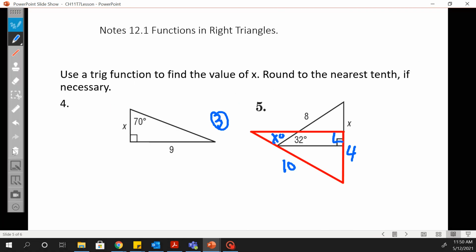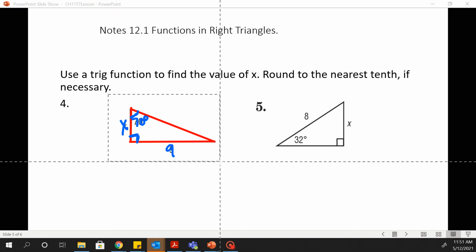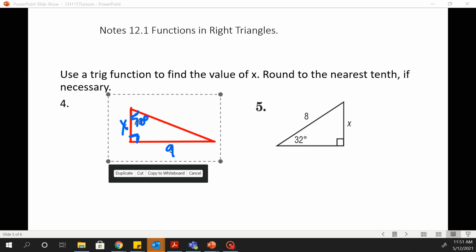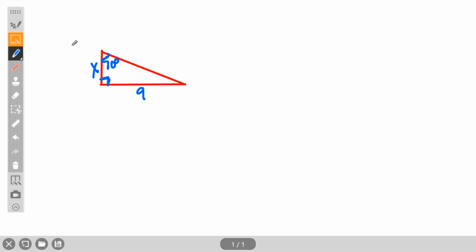Alright, we got two more. Use the trig function to find the value of x. Actually, we're looking for a side here. So x, 9, a 70-degree angle here, here's our 90. So here's our angle theta, that's the angle that we have.